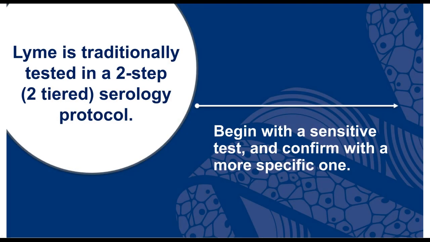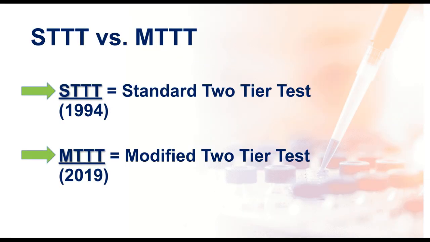Lyme is traditionally, as you all know, diagnosed by a two-tiered or two-step serologic profile. And everyone who is in this business knows that Lyme recommendations are to start with one test that's considered to be a pretty sensitive test because we don't want to miss infections. And then to confirm it with a specific test because we don't want to overcall Lyme disease either. We don't want to say there are false positives. So there are two types of two-tier tests out there.